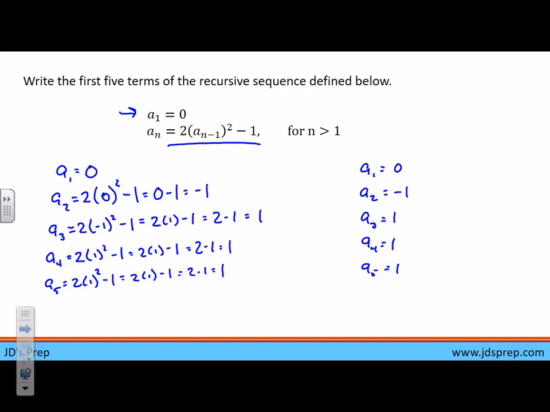So to find these terms of a recursive sequence, no matter what the formula itself is, start with the first term that's given, or the first terms that might be given. You might have more than one. And then follow the rules that are described in the formula to find the other terms.